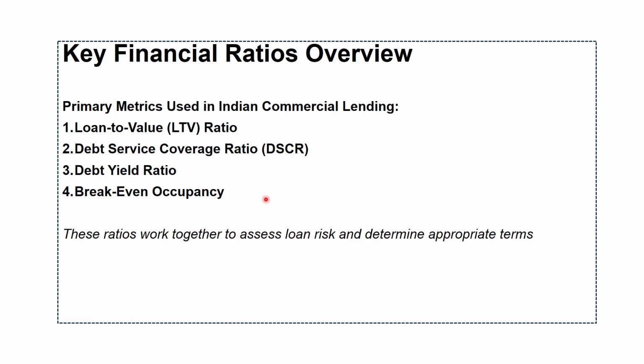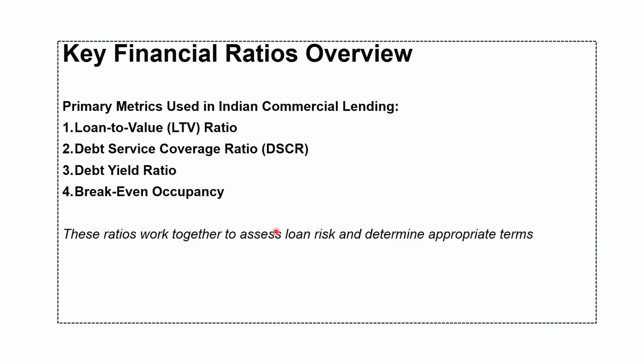So, 4 key ratios here: LTV, or loan to value ratio, then debt service coverage ratio, DSCR, debt yield ratio, and then break even occupancy. When we are talking about these ratios, we have to remember that these ratios work together to assess loan risk and determine appropriate terms.